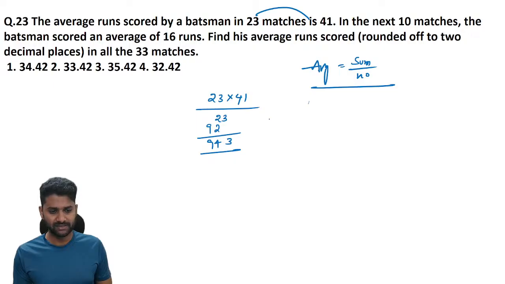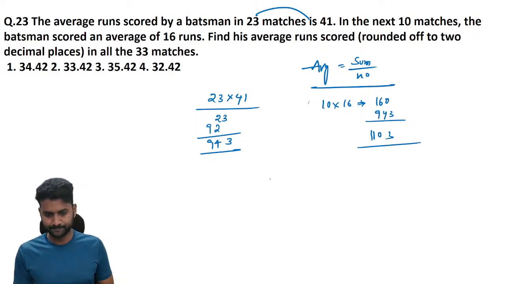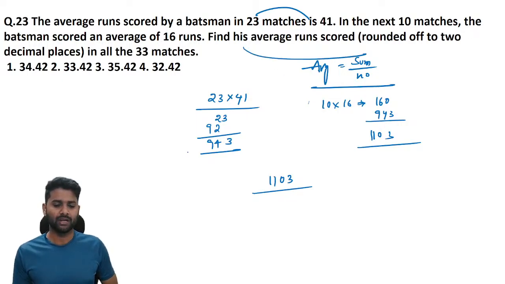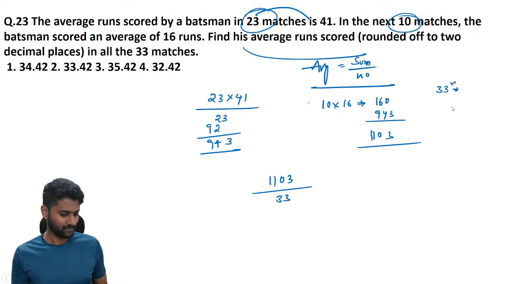Next 10 matches, he scored 16 runs. So 10 into 16 is equal to 160. 160 plus 943, so the sum value is equal to 1103. So 1103 is the total sum value. And you have to identify the overall average. Then the total number of matches is 23 plus 10 is 33.